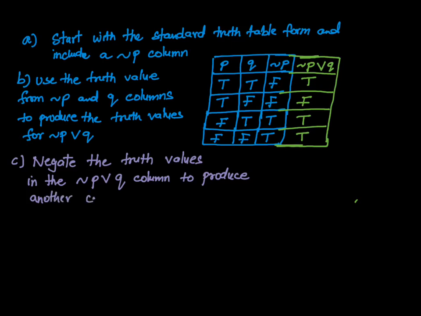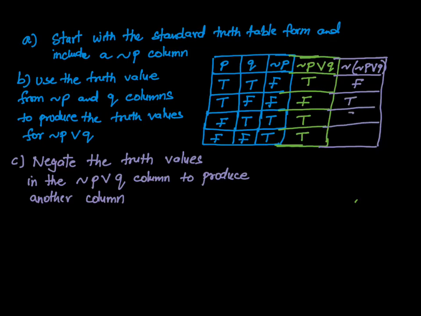So we're going to negate the not P or Q to produce another column. Negation means we're going to make it the opposite of what it is. So the true is going to become a false, and the false is going to become a true. And then we continue our last step here.